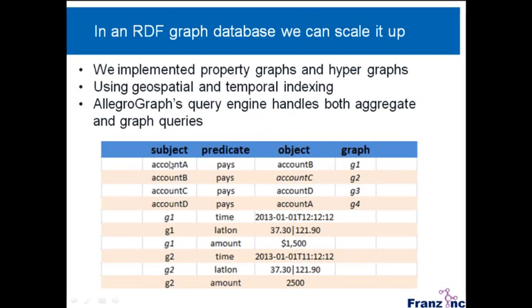Say we have a number of accounts that pay each other. Then how we represent this is that we say subject account A pays an account B, and then we use the 4th element of a triple to hang other properties off. So in this case you see G1, so here I could say that G1 happened at a particular time, had a particular lat long when it happened, and a certain amount. So now we implemented property graphs using the 4th element of the triple.